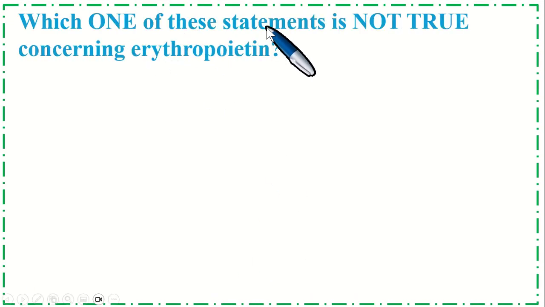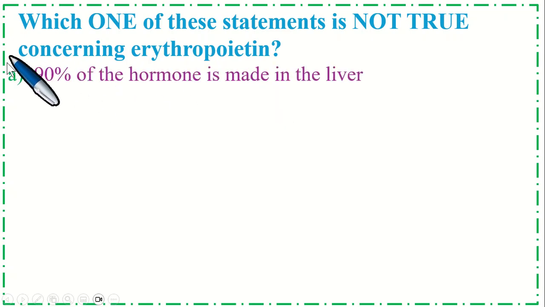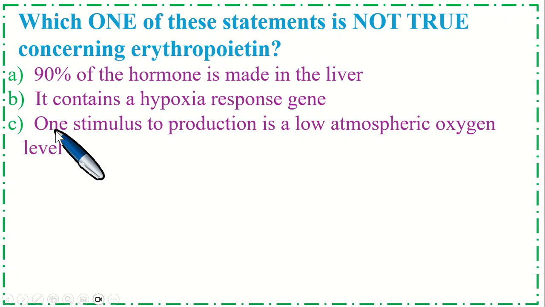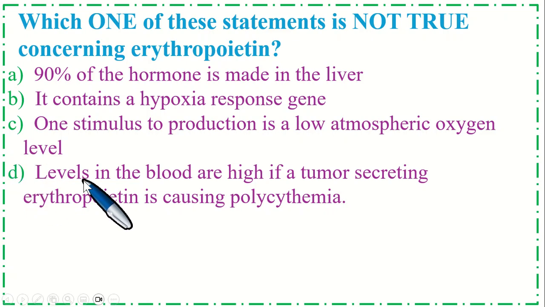Which one of these statements is not true concerning erythropoietin? Option A. 90% of the hormone is made in the liver. B. It contains a hypoxia response gene. Option C. One stimulus to production is a low atmospheric oxygen level. And option D. Levels in the blood are high if a tumor secreting erythropoietin is causing polycythemia.